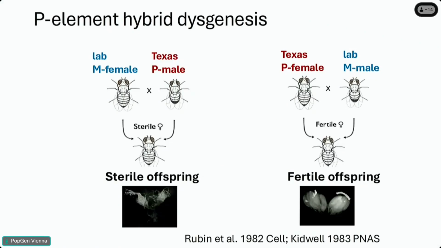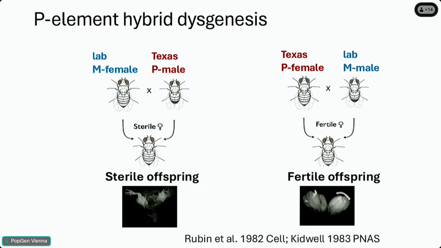So these phenotypic effects were present when you took a wild, recently collected male and crossed it to a lab female, so an old lab strain. You do this cross with the wild Texas male and the old lab strain, and probably you can't see this very well, but what you get is the offspring have all sorts of problems.